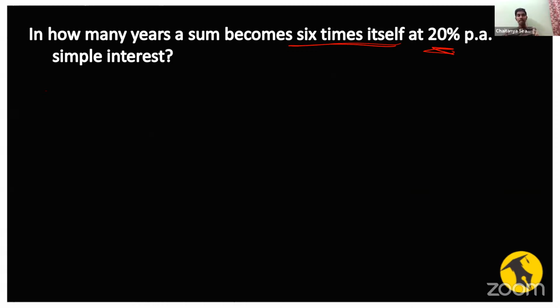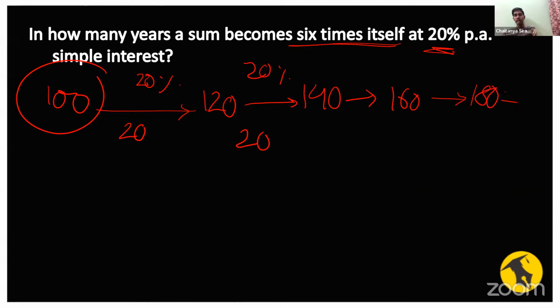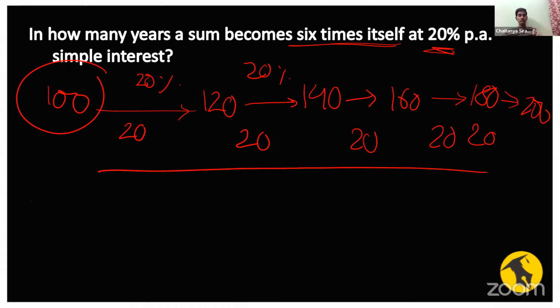I'll explain how. Let's say I invest 100 rupees and at 20%, I'll get how much interest for the first year? 20 rupees, and my amount will become 120. Again, for the second year, it will be 20% on the original, so 20 rupees. So 140, then 160, 180, and 200. So in how many years am I getting double? I am getting it in 5 years. In 5 years, the amount will be doubled.